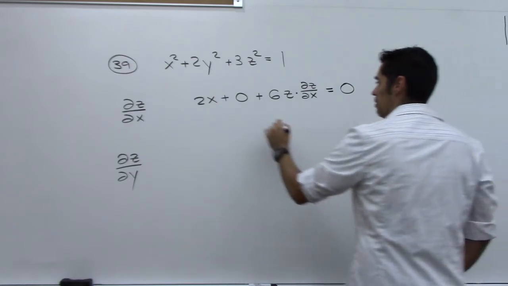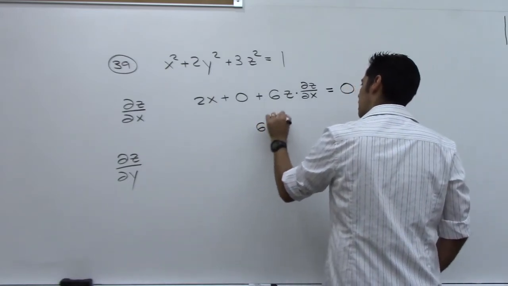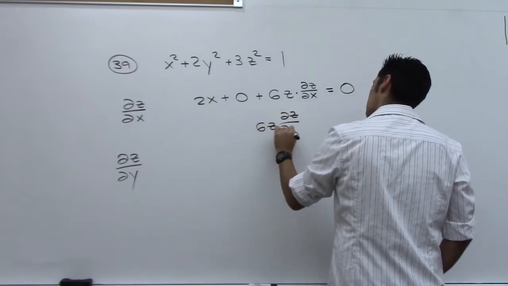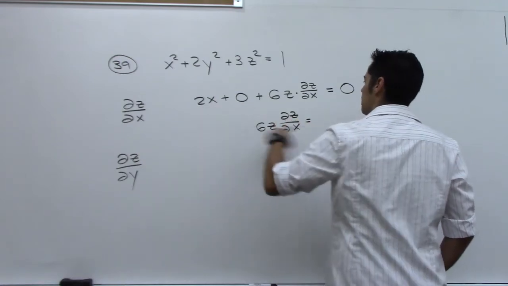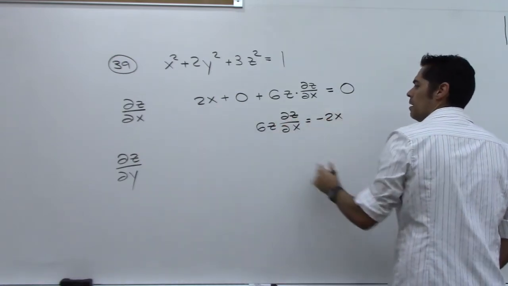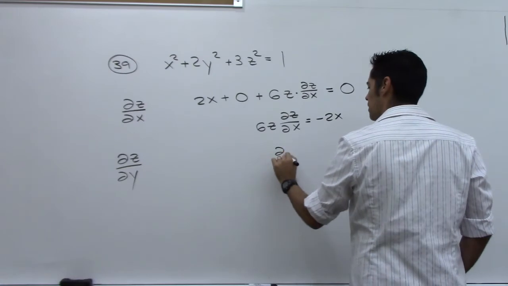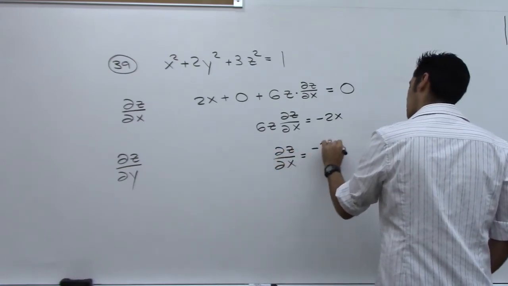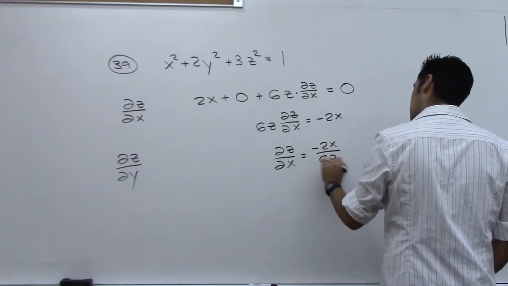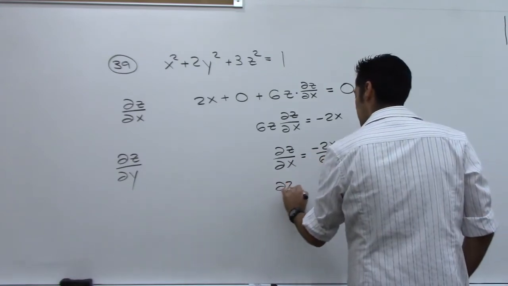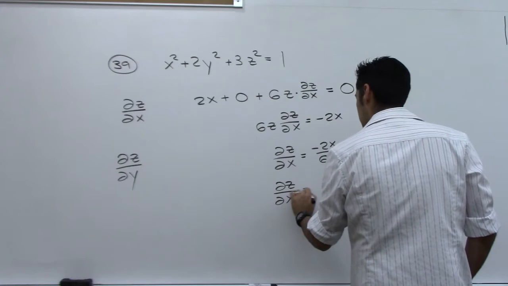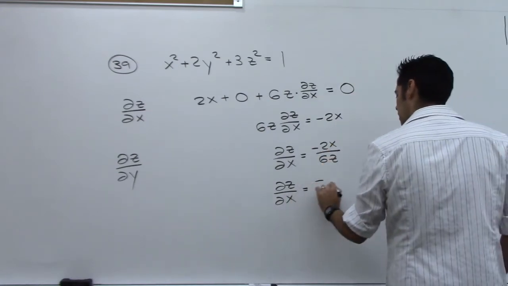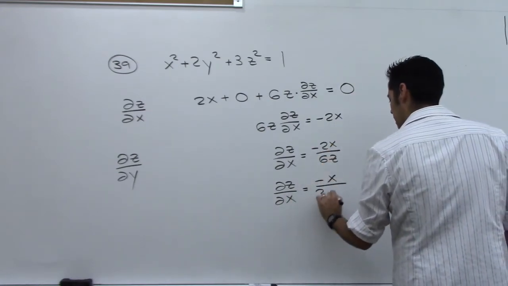So now what we do is we try and isolate this partial. So I'm going to move this to the other side. I'll divide through by 6z. Partial of z with respect to x is negative 2x over 6z. So partial of z with respect to x is negative x over 3z.